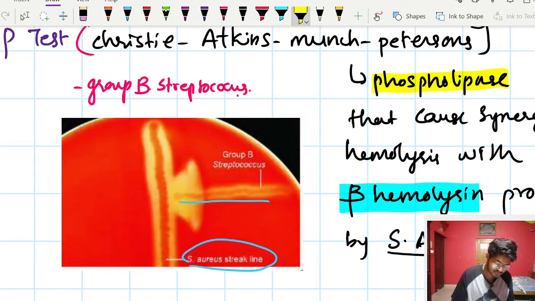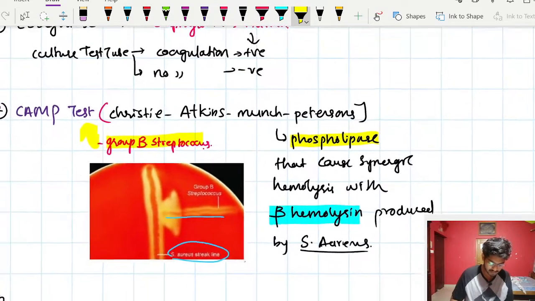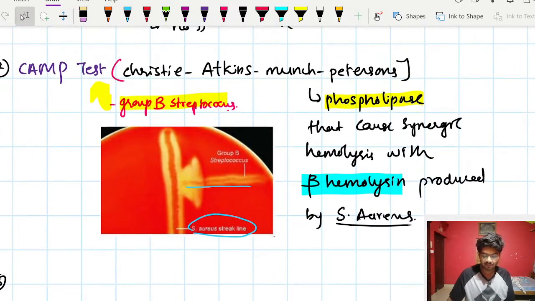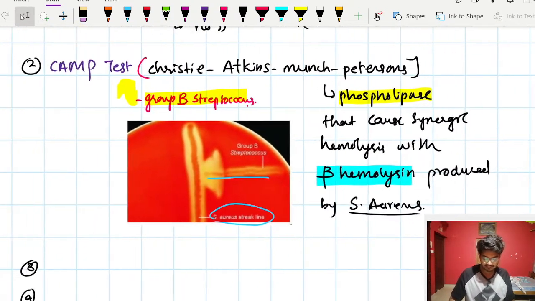Because they produce what? They can only produce the CAMP enzyme, that is a phospholipase-like enzyme that helps in the synergic hemolysis with beta hemolysin produced by Staphylococcus aureus. I hope you understand what is meant by the CAMP test, okay.